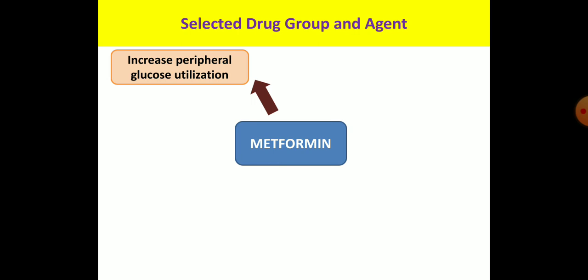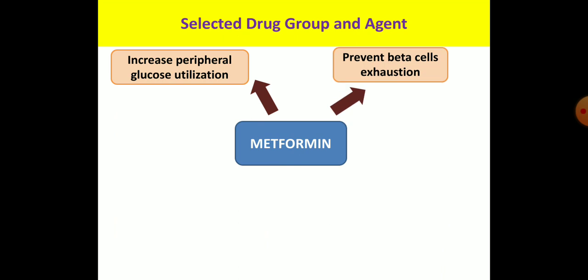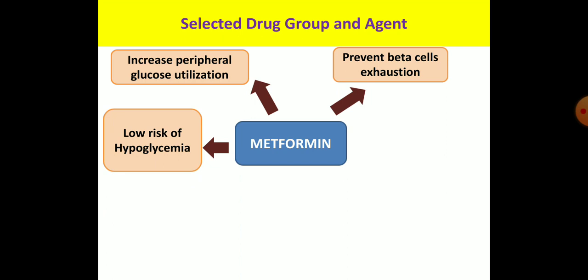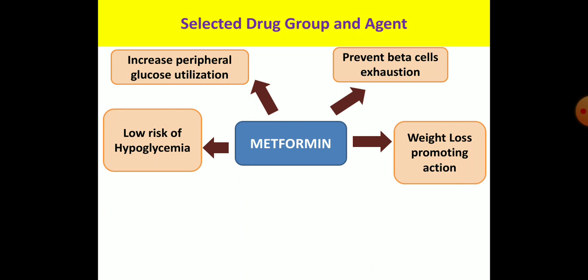There are many advantages of the metformin. It increases the peripheral utilization of the glucose. It improves the insulin resistance. As it is not an insulin secretagogue, it prevents the beta cell exhaustion, and the risk of hypoglycemia is very less. Metformin reduces the appetite and has a somewhat weight loss promoting action. And you know that obesity increases the insulin resistance, and it will again increase the problem in type 2 diabetes. So sulfonylurea produces weight gain, and on the contrary, metformin produces weight loss.